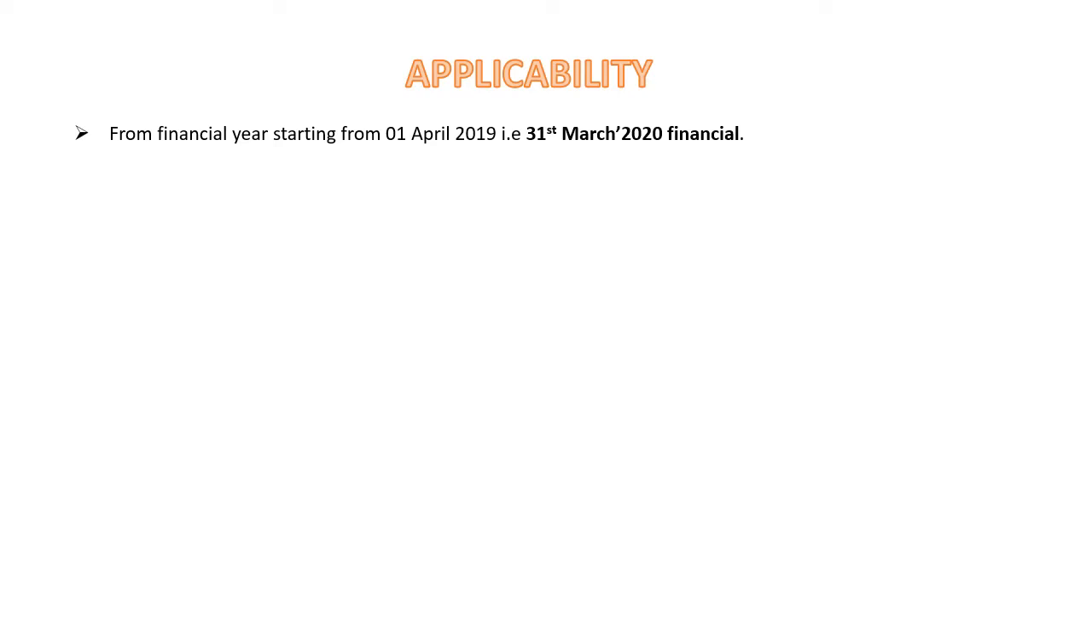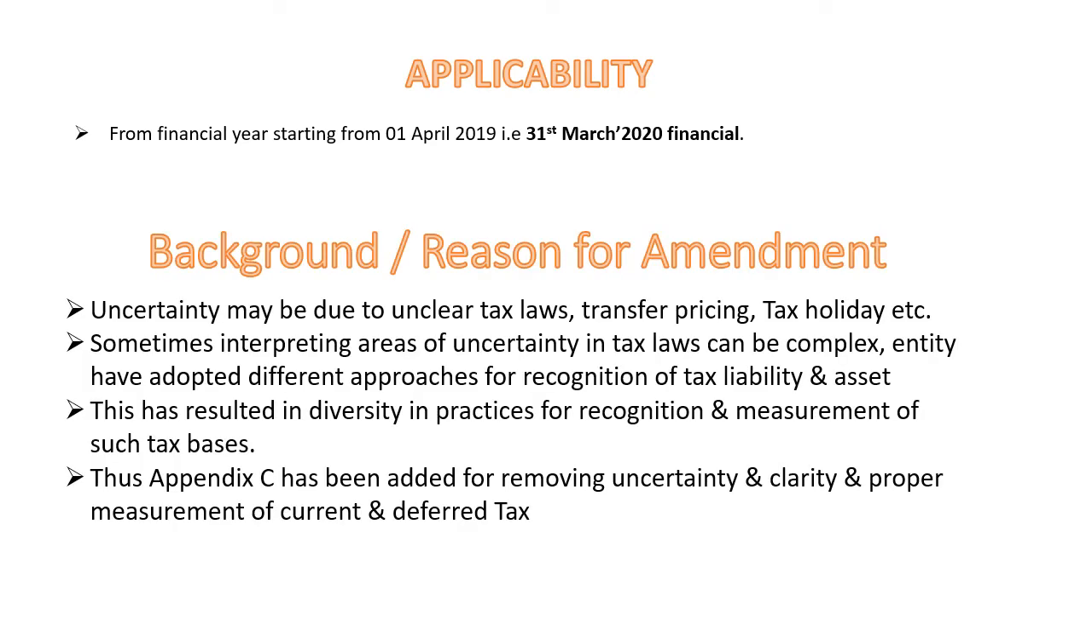That is, if a company makes yearly financials, the effect disclosure will be seen in the financials as at 31st March 20. Why was this amendment done? First is to be in line with IFRS, where IFRIC 23 has been added, which is the same as this amendment.